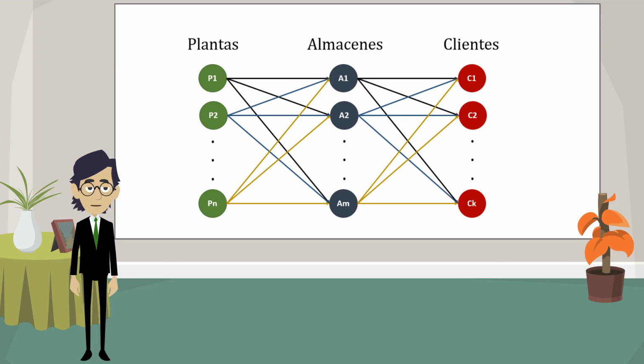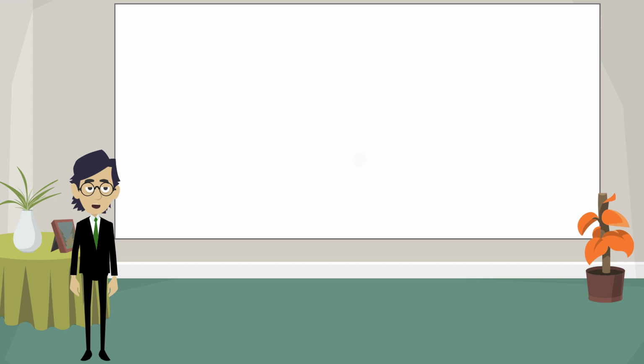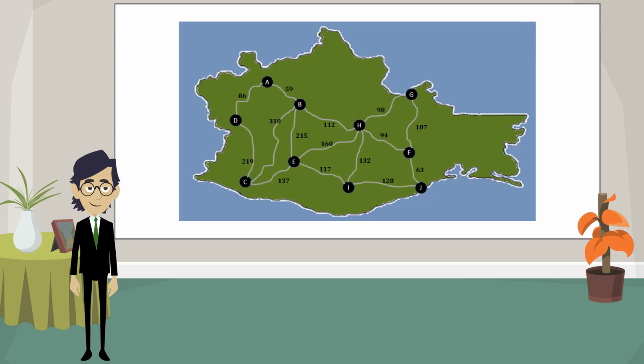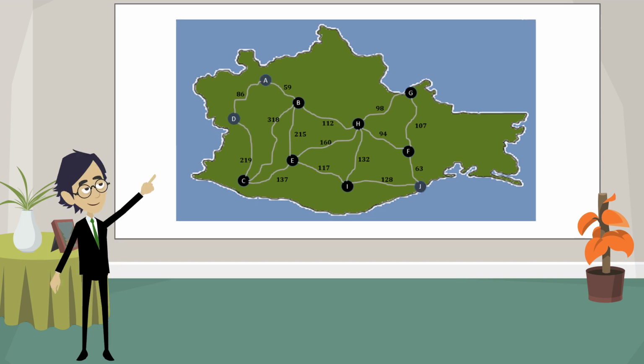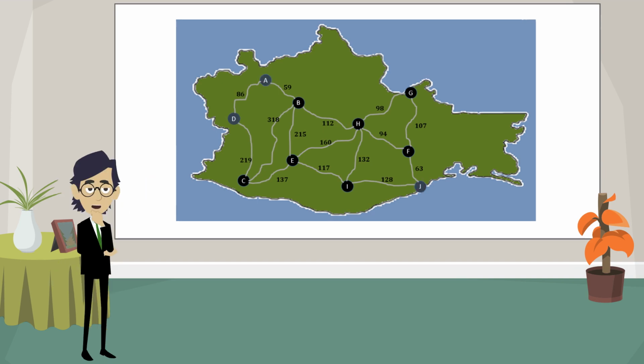However, in practice there are models that could offer a greater number of options of interaction among plants, warehouses and customers. For instance, let's consider the following map. And suppose we have our plants in Node A, Node D, and Node J. And our customers are located in Node E, Node G, and Node H.